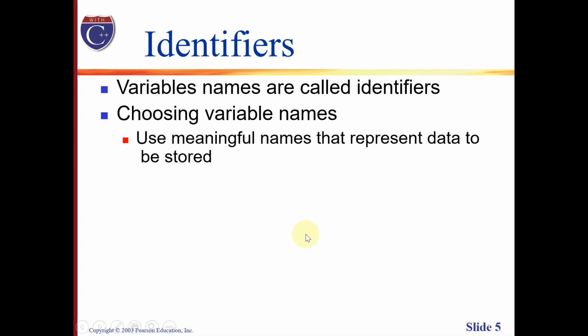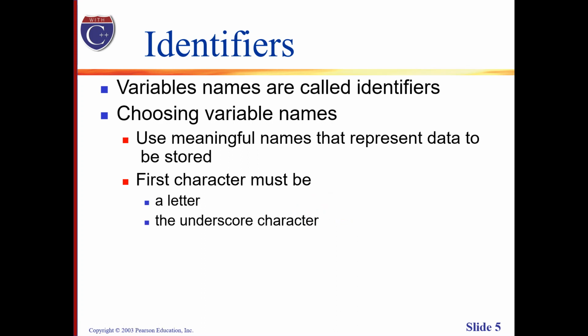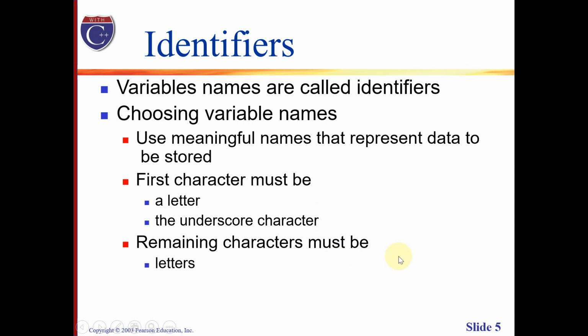When naming variables, there are certain rules that we also need to follow. For instance, the first character of our variable name must be a letter, or it can also be the underscore character. Although the most common practice is that we start our variable names with letters. Also, the remaining characters must be letters, numbers, or underscore character if our variable name happened to be two words or more.